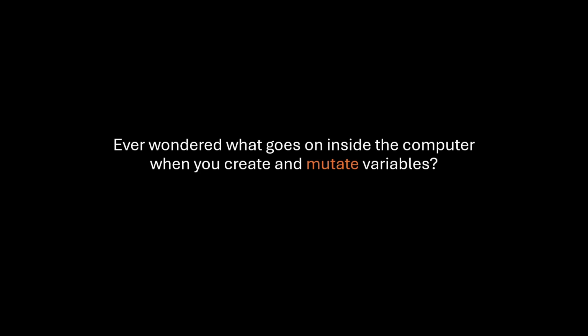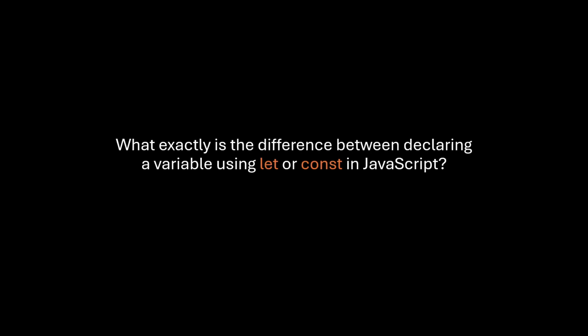What exactly happens inside the computer when you create and mutate or change variables? What is the difference between let and const in JavaScript? Why is it possible to alter the properties of an object or add elements to an array even after declaring it with const? The answers to these questions all lie in understanding mutability and immutability.